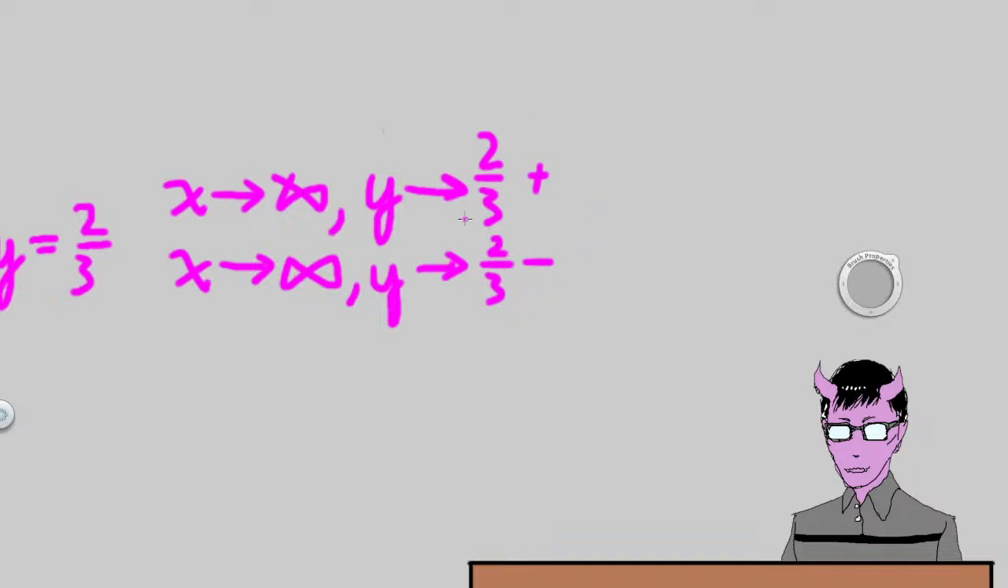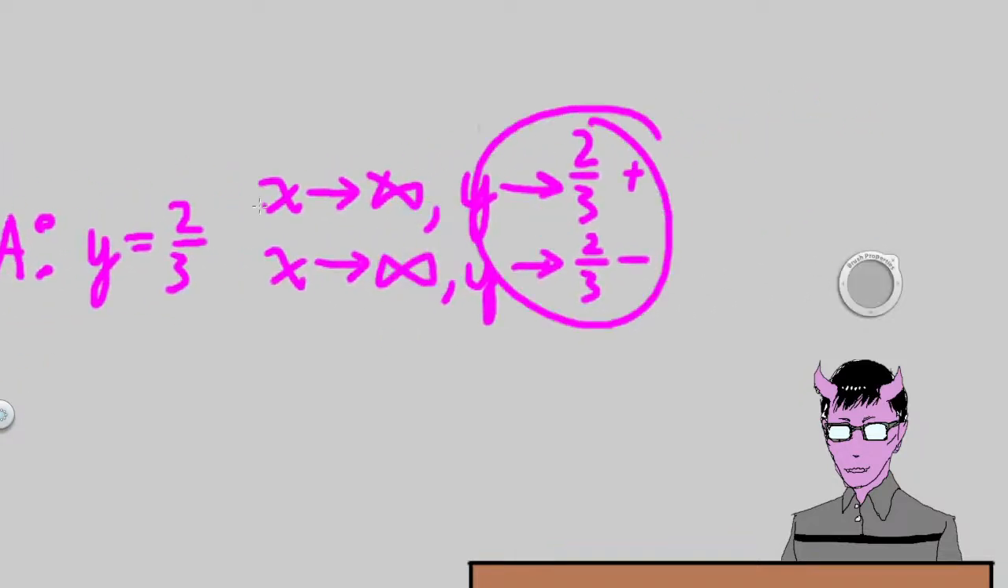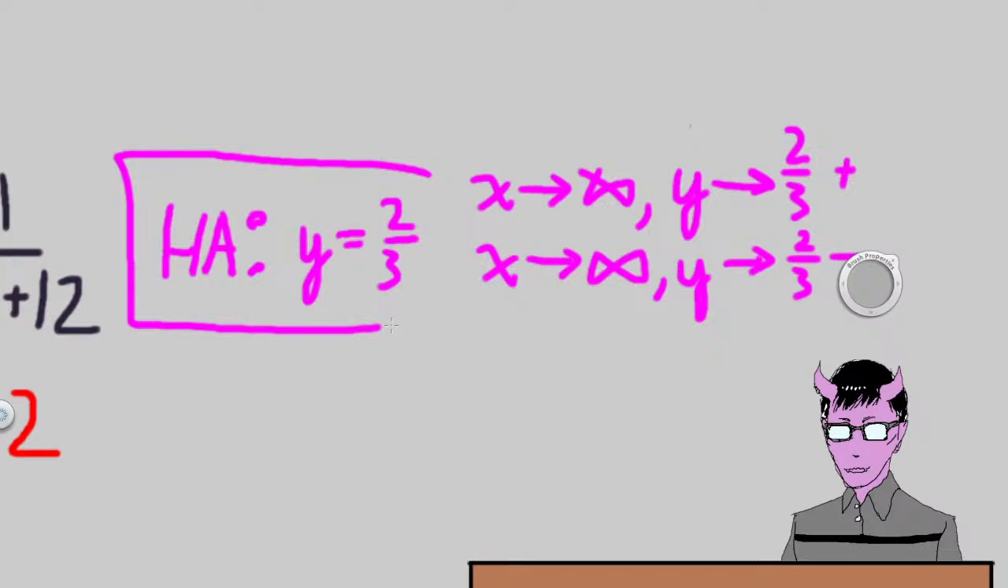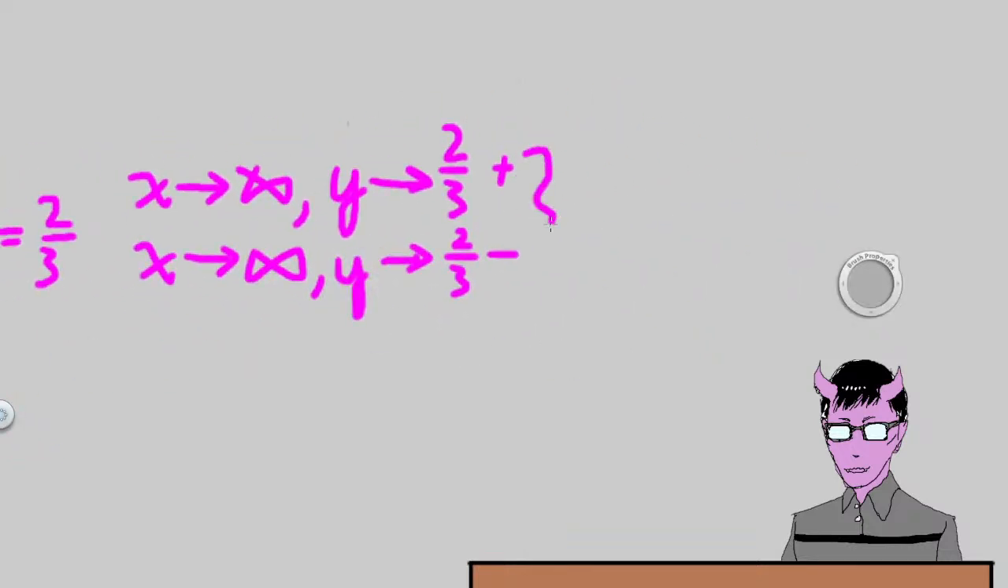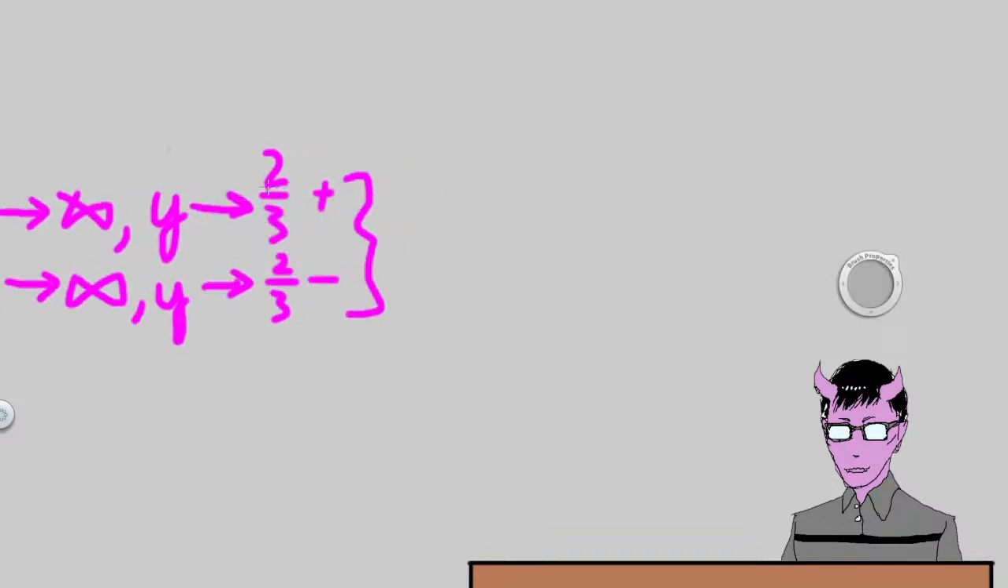I hope that makes sense. But again, if not, don't worry about it. You could probably stop here for most classes. But because these two end behaviors are pretty much in agreement, we can say the horizontal asymptote is y equals 2/3. All right, there we go.